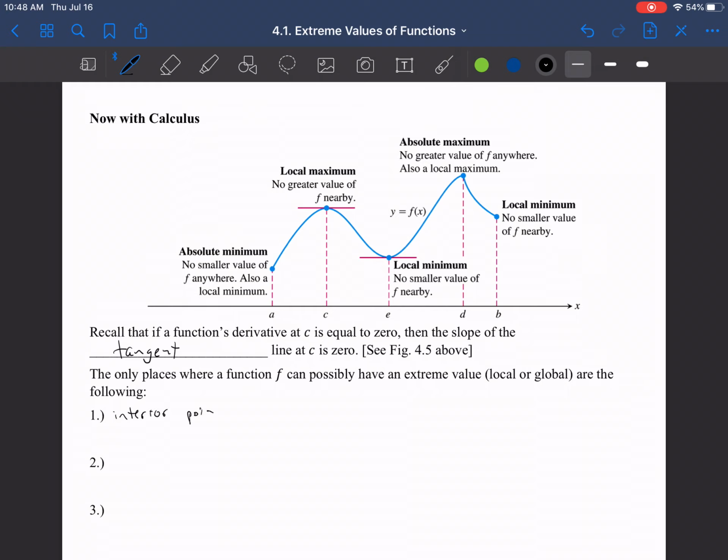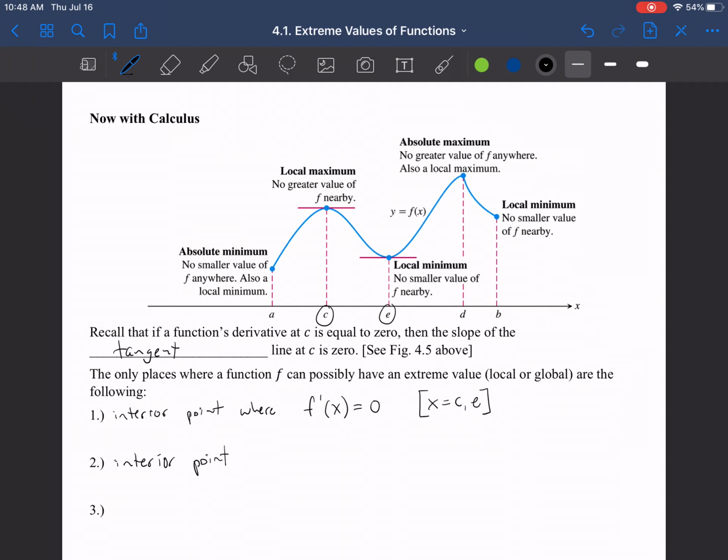So an interior point, so this is not on the edges, so not here, not here. Interior points where f prime of x at that point is equal to 0. So basically when x equals c. And that's going to occur at x equals c or x equals e in the picture above. That's c and e. Those are some of our local or global minimums.